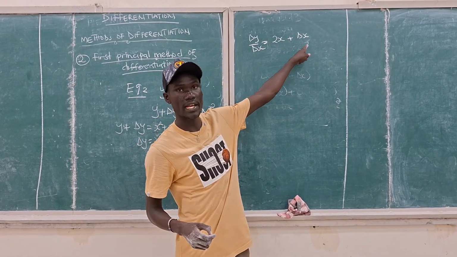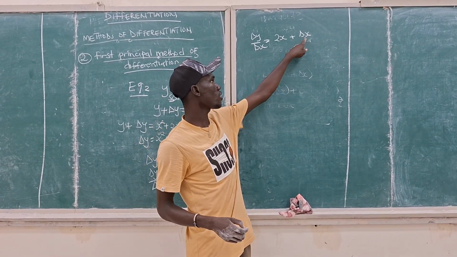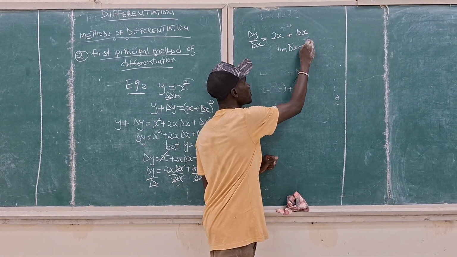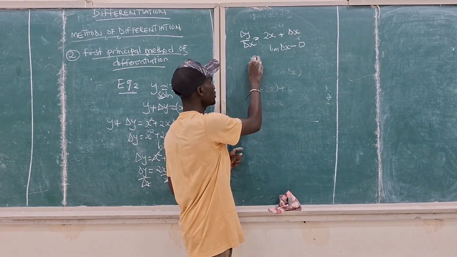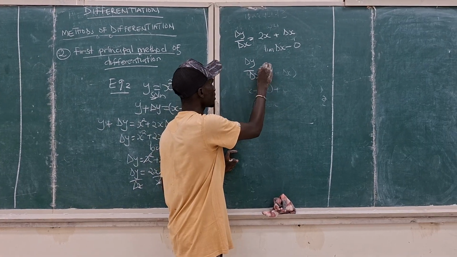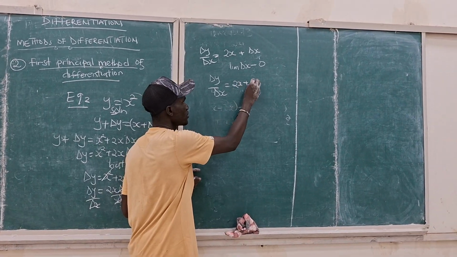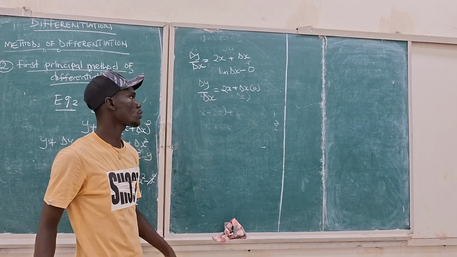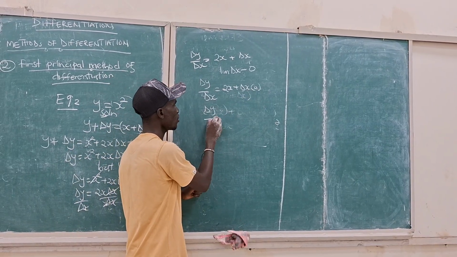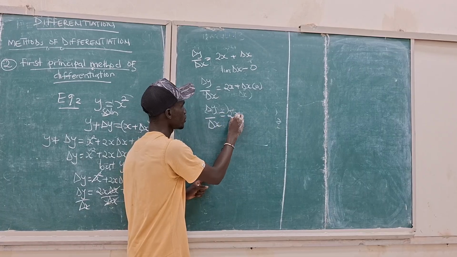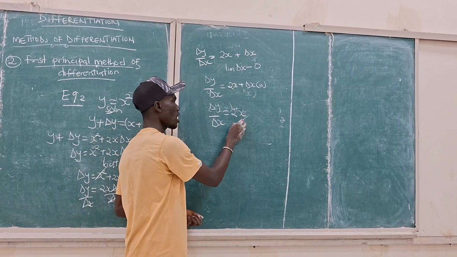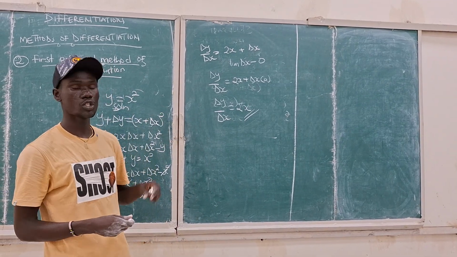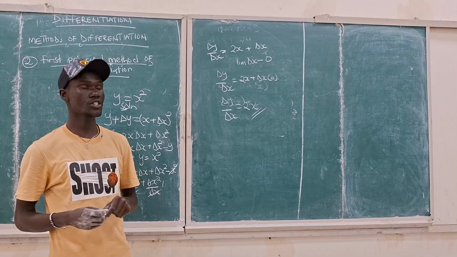If we are still having changing x on this side of the equation, we take the limit of changing x to be 0. Therefore, changing y over changing x is equal to 2x plus changing x, then the limit which is 0. And simply when we multiply this term with this, we are going to get 0. So changing y over changing x is equal to 2x, and this one now becomes our final answer. So this is example 2 under the first principle method of differentiation.